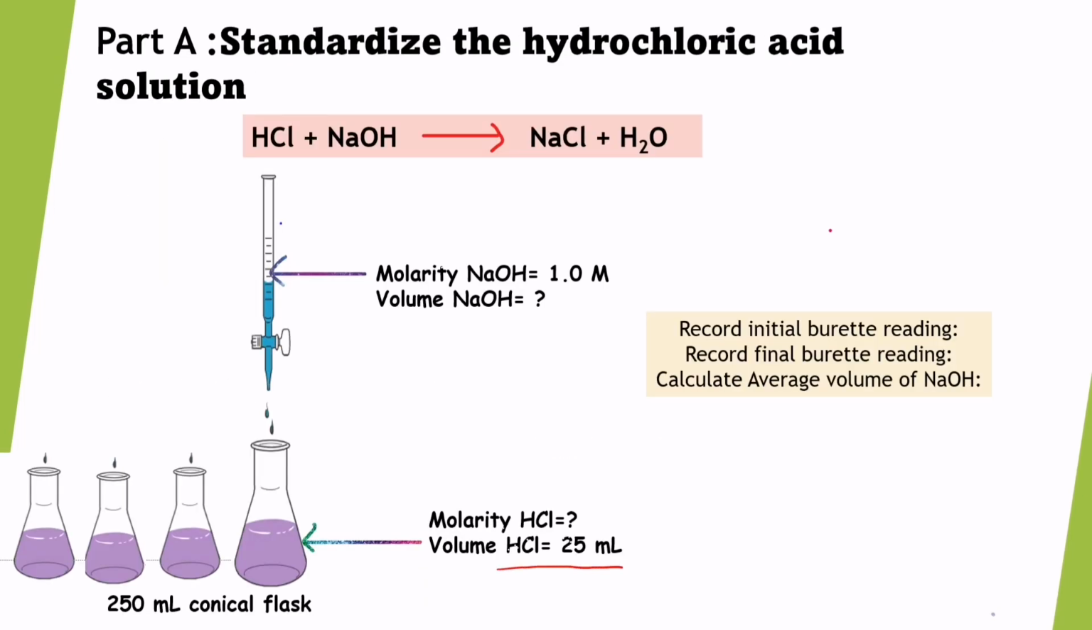Transfer 25 ml of HCl into 4 conical flasks. Add 2 drops of phenolphthalein. Set up the burette and fill the burette with 1 molar NaOH solution. Record the initial burette reading. Start titration until we get a pale pink solution. Record the final burette reading and calculate the average volume of NaOH solution.